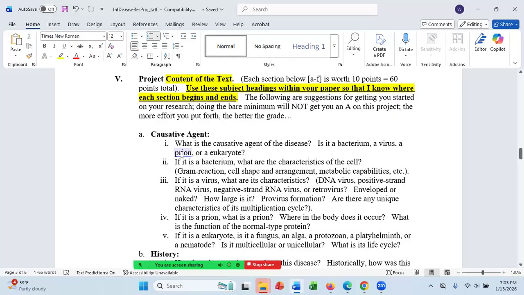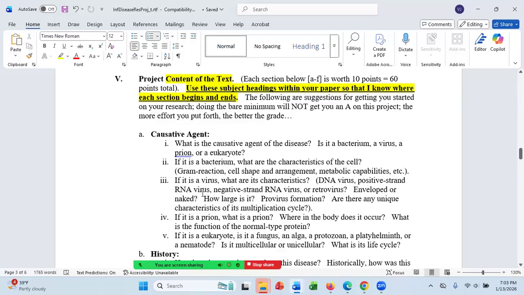All right, so you must have a section discussing the causative agent. What's the causative agent of disease? Is it a bacterium, a virus, or a prion? If it's a bacterium, you need to tell me what the characteristics of the cell are, what is its gram reaction, what is its cell shape, what is its growth arrangement, any metabolic capabilities, anything that's interesting about this bacterium.